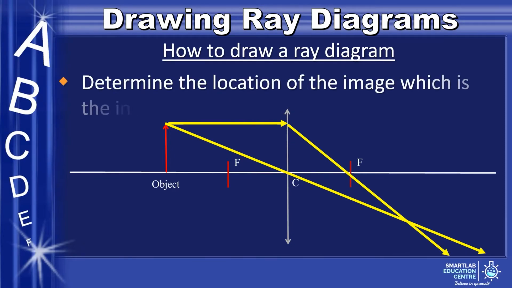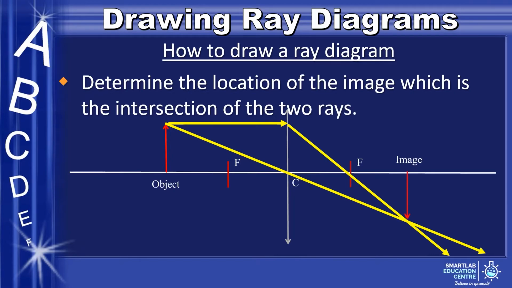Lastly, we need to draw the image. The image is located at the intersection of the 2 rays. This is the final drawing of the ray diagram.